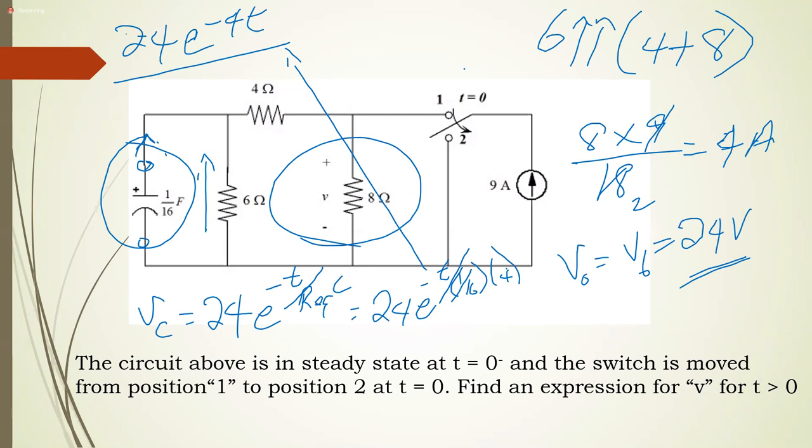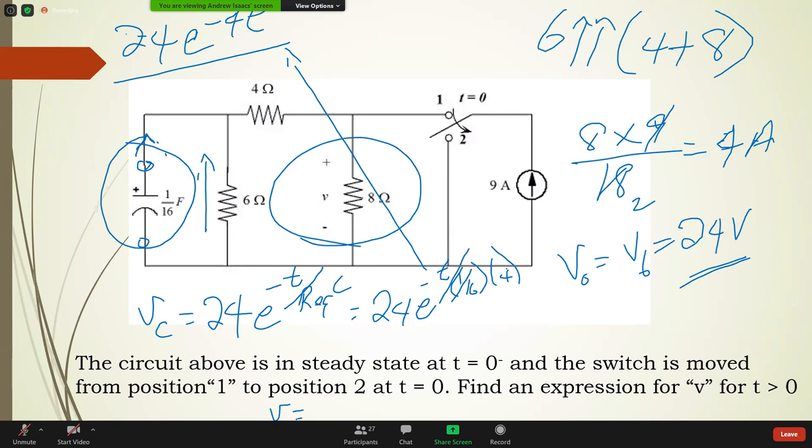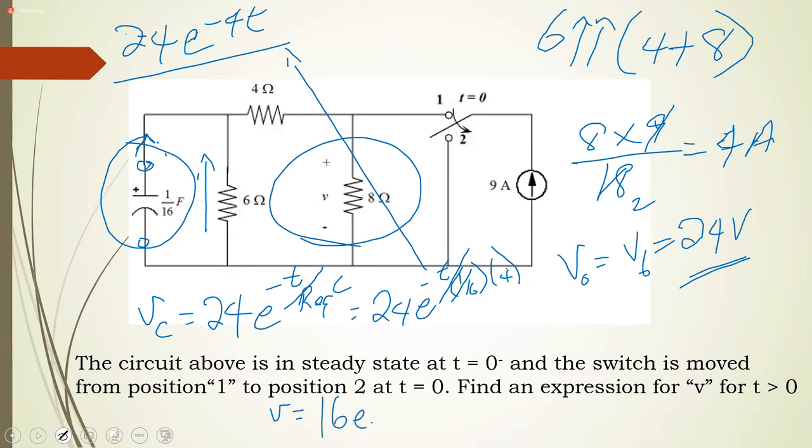You find the current through the branch and it's voltage divider, sir. Then I don't need current if I'm going to use voltage divider. We just use voltage divider. Yes, sir, that's what I mean. Okay. All right. So if we use voltage divider, what's V? What's V? Sir, V would be 16, sir. All right, so V would be 16 e to the minus 4t. And that's it.